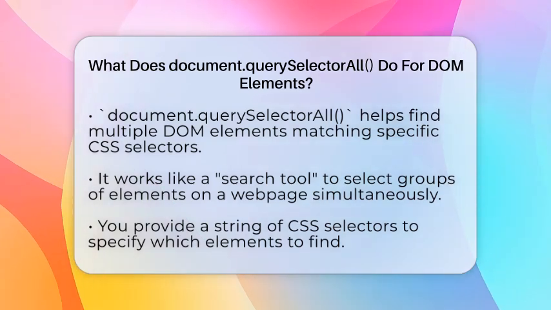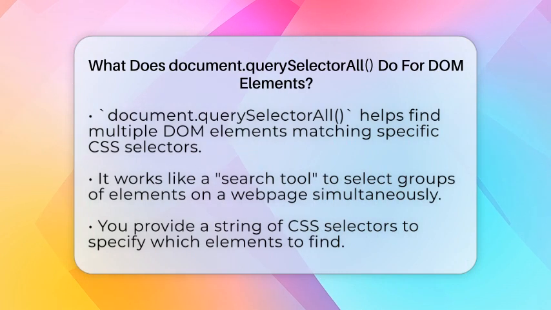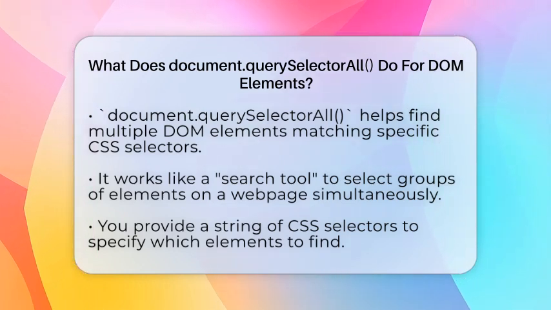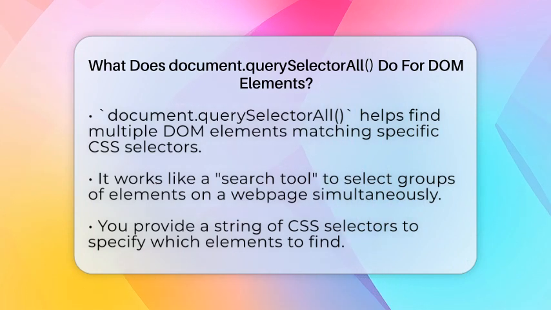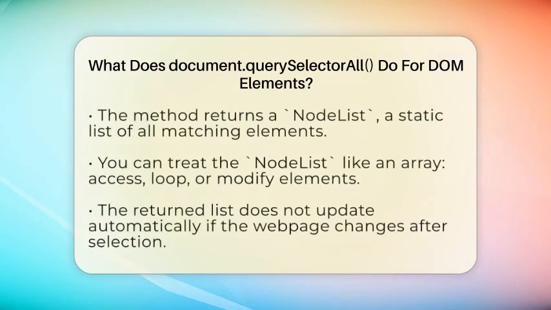When you use this method, you give it a string that contains CSS selectors. These selectors are like instructions telling it what kind of elements to look for. For example, you can ask it to find all the paragraphs, all the elements with a certain class, or even specific combinations like a list item inside a certain section. The method then searches through the entire web page or a specific part of it and finds all matching elements.